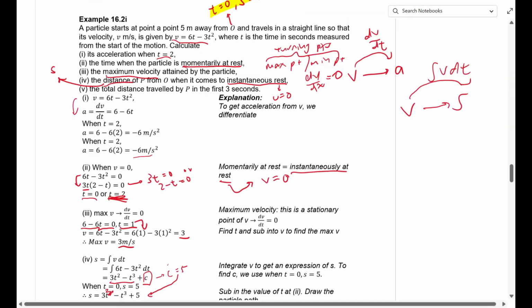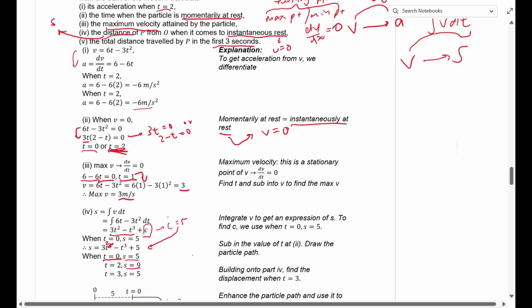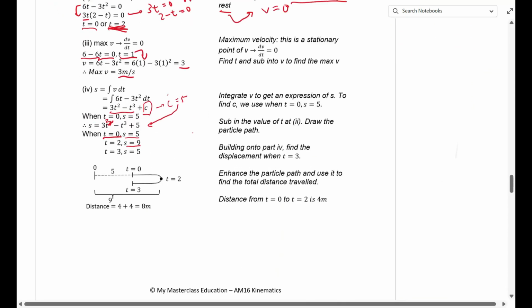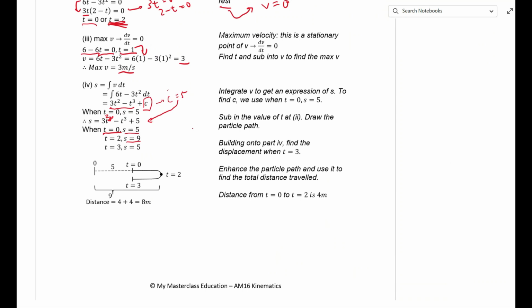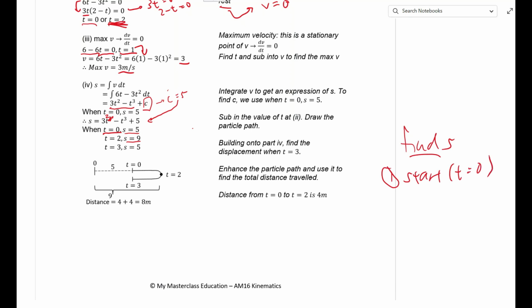For the final part, the question wants you to find the total distance traveled by P in the first 3 seconds. So when you're trying to find the total distance, step 1 is to find your s at 3 different points. Firstly, at the very start, where t equals 0. Secondly, is at points where you change directions.